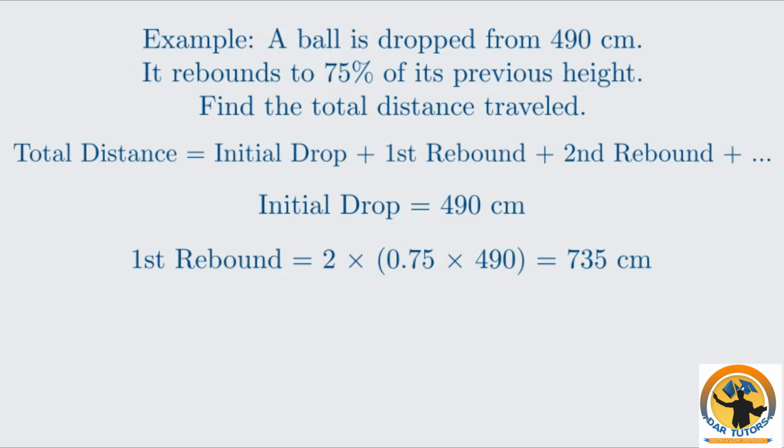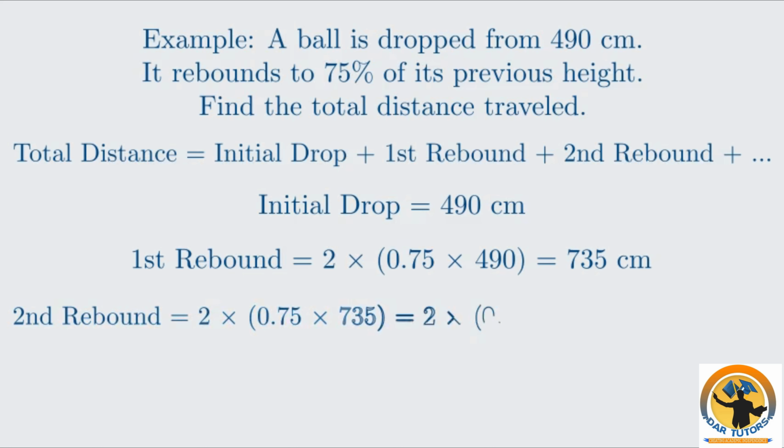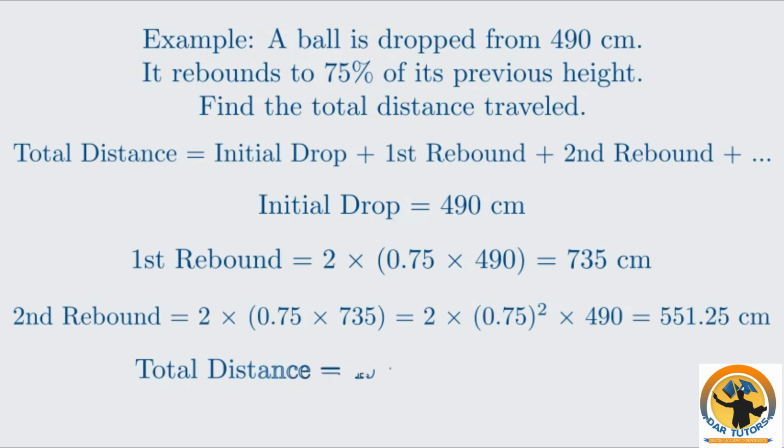The second rebound goes up to 75% of the first rebound height, and then falls back down. So its total distance is 2 times 75% of the first rebound height. This is 2 times 0.75 times 0.75 times 490, which is 2 times 0.75 squared times 490, or 551.25 centimeters. The total distance is the sum of all these parts. Total distance equals 490 plus 735 plus 551.25, and so on. Notice that the rebound distances form an infinite geometric series.